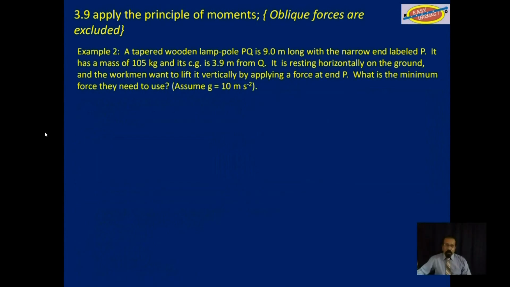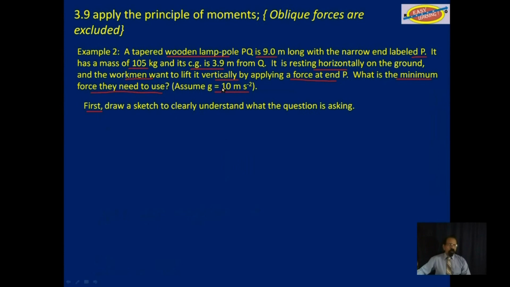Another example, a little harder one. A tapered wooden lamp pole, PQ, is 9 meters long with a narrow end labeled P. It has a mass of 105 kilograms and its center of gravity is 3.5 meters from Q. It is resting horizontally on the ground and the workmen want to lift it vertically by applying a force at end P. What is the minimum force that they need to use? Assume G is equal to 10 meters per second squared.